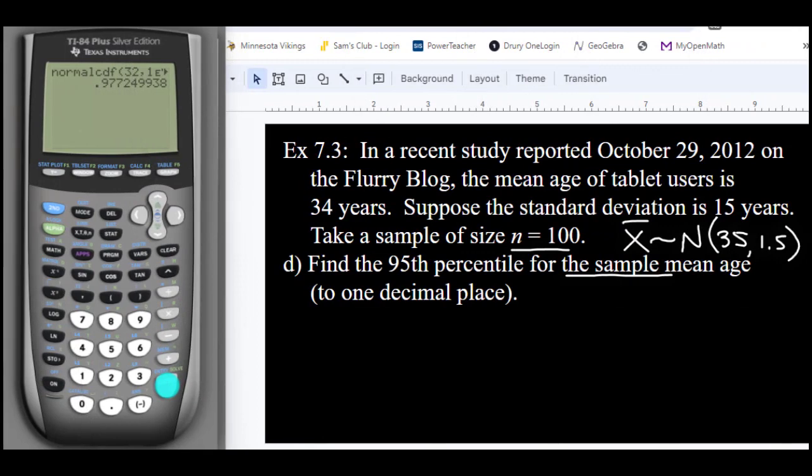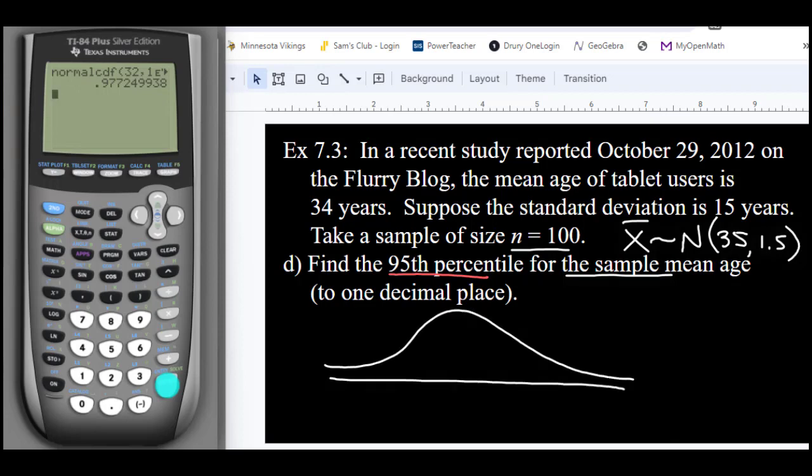For part D, find the 95th percentile for the sample mean age. So again, sample mean age, but this time they're giving us the percentile. We have to find the value, the x bar value that goes with it. So remember, here's our 35. 95% we know is going to be pretty much way over here. And we're looking for 95th percentile means 95%, 0.95 is below this particular x bar value.